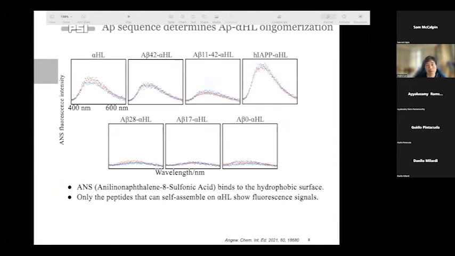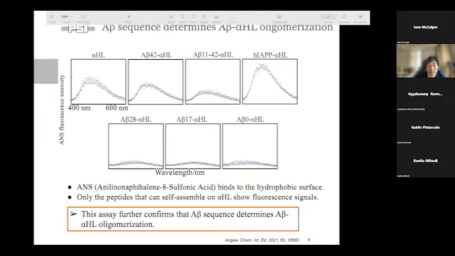So moving on, we also use ANS fluorescence to check the hydrophobic surface formation once it forms oligomers. As you can see, we see high fluorescence emission intensity with the wild type alpha hemolysin. We also see it with A beta 42, the other truncated versions, and IAPP. Both of them can form oligomers, and you can observe very strong fluorescence intensity. But with a control sequence which cannot form oligomers, we are not able to see fluorescence signals here. So this further confirms our last conclusion.